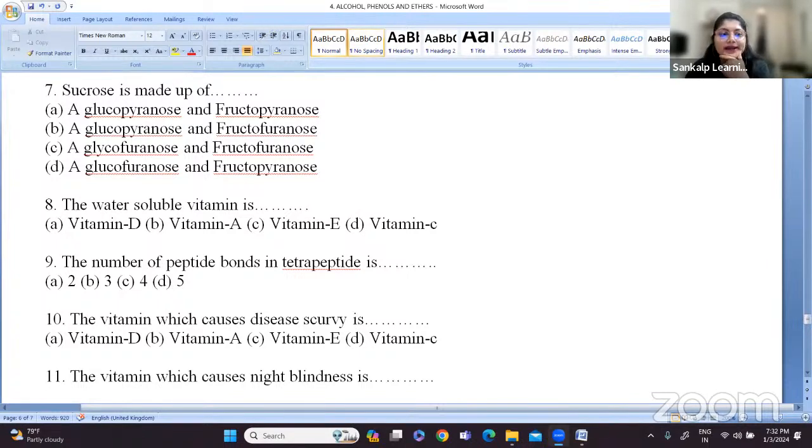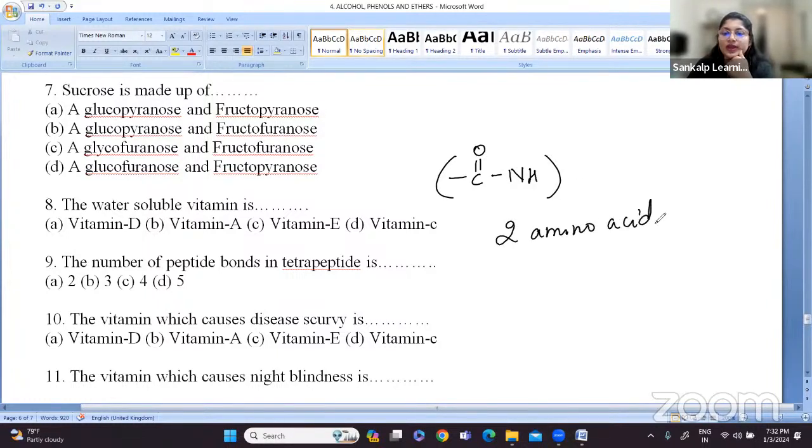A peptide bond is an amide bond. This is the amide bond, which is formed between two amino acids with the elimination of water. Then it is called a peptide bond.